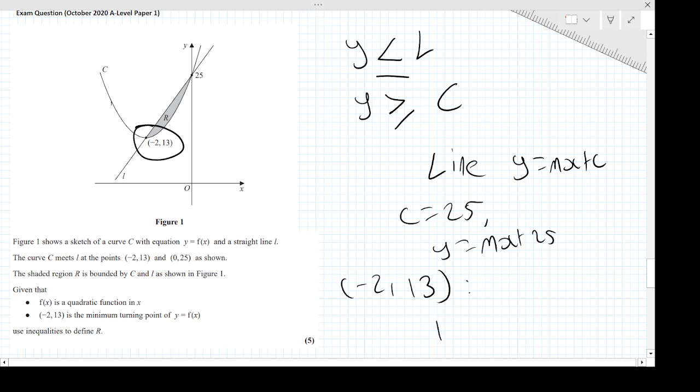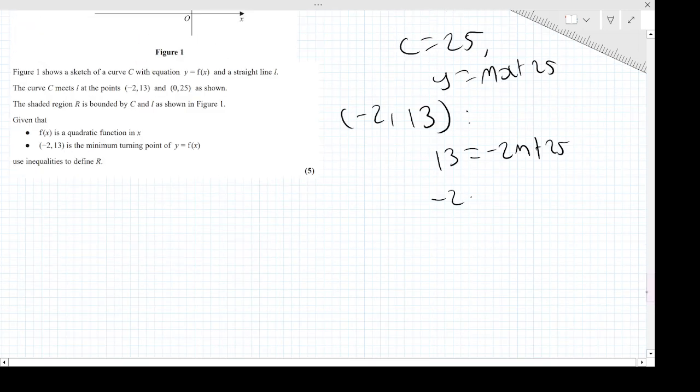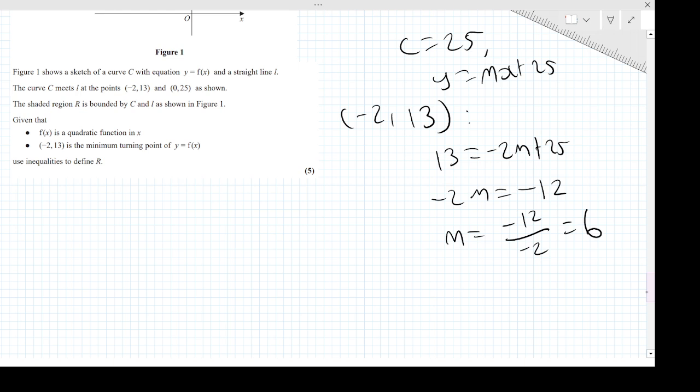So y is 13, x is -2, so it'd be -2m plus 25. Then that means -2m is going to equal 13 take away 25, that'd be -12. If we move the 25 to the other side and divide by -2, that's going to be -12 over -2, that'd be positive 6. Therefore our line is y is 6x plus 25.